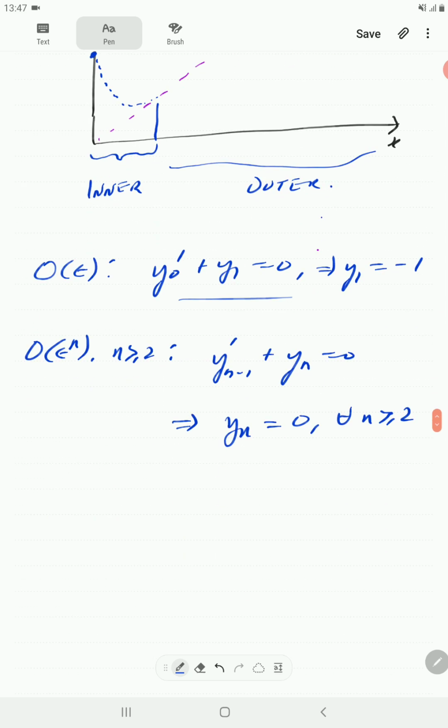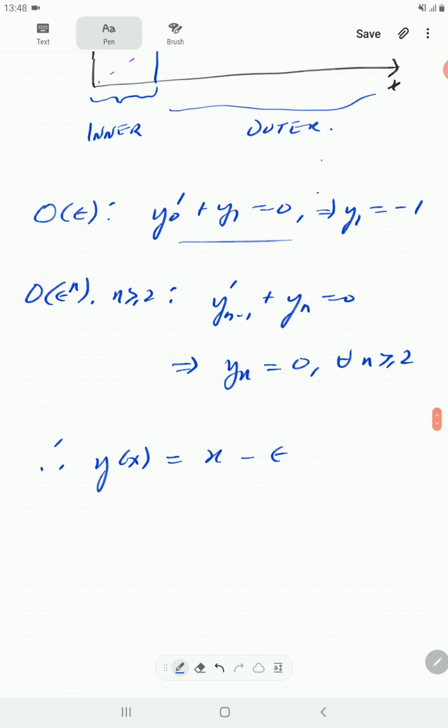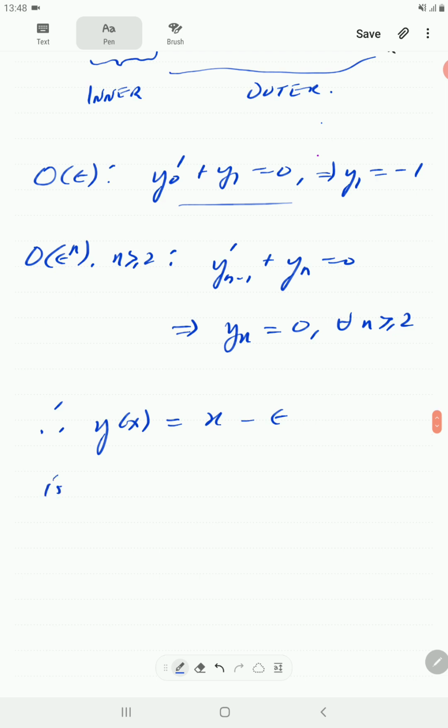So that means the outer solution is fully determined now. We have y equals x, which is y0, and then y1 is -1, so it's going to be -1 times epsilon, and all the other terms are 0. So this is our outer solution.